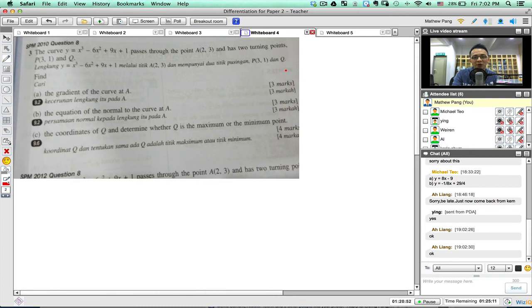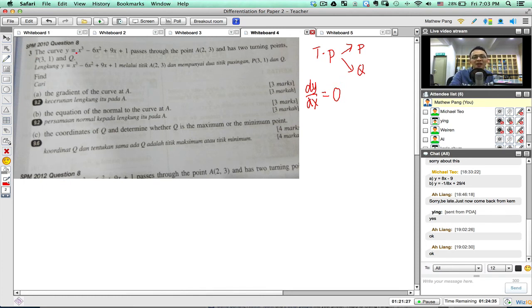Okay, this question actually is quite similar. First thing is, read the question first. He gives you the equation of the curve, y equals x cubed minus 6x squared plus 9x plus 1. It passes through the point A and has two turning points P and Q. That means I know my turning points, P and Q, and at both of these points dy/dx will equal 0, because at a turning point dy/dx will always equal 0.